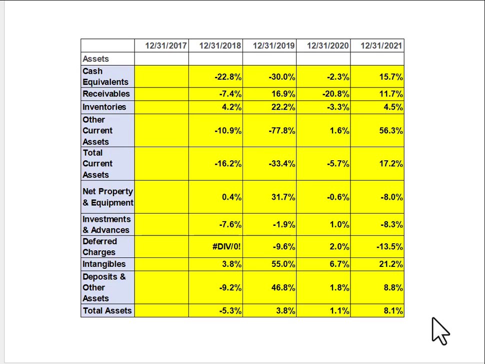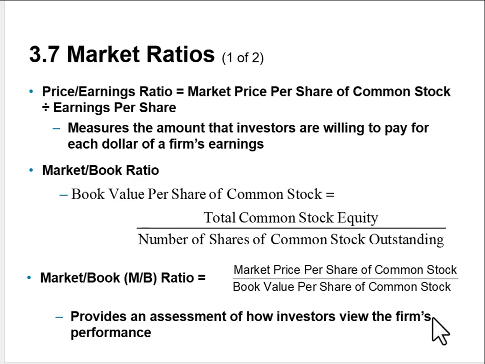Again, why do we want to understand this? It gives us a picture of how management's decisions are affecting the line items and the things that we've purchased for the company. So a last set of ratios to look at are what are referred to as market ratios.